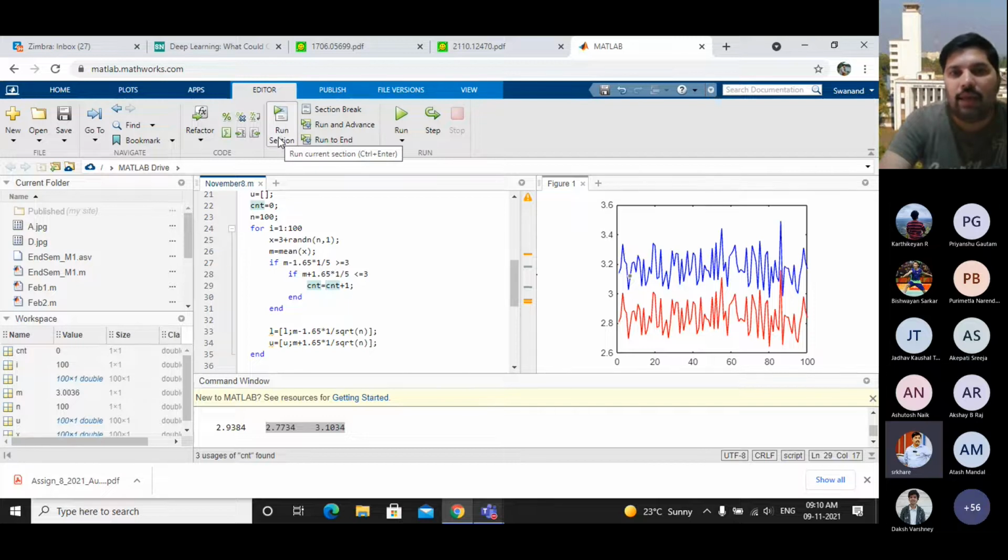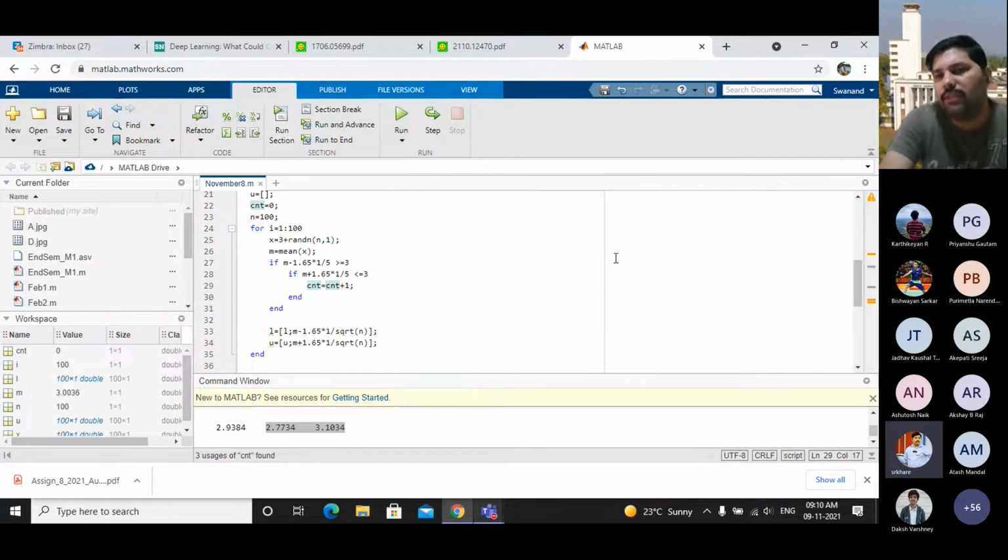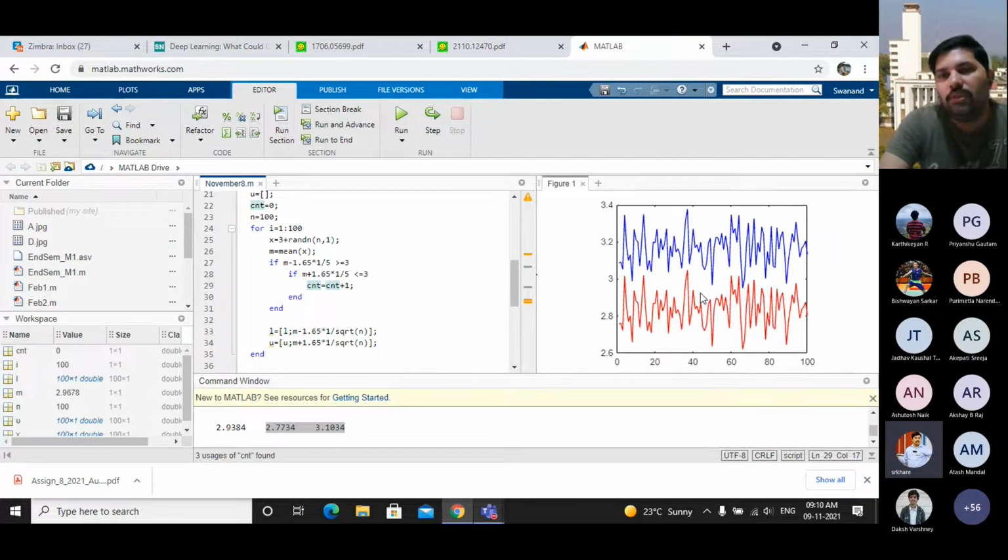Okay, so if you draw once again, because this is probabilistic, I will draw another 100 samples. I do not expect to see the same curves again. Now you see the curves are different, right? And see here, at this particular instance, sample number 4, the lower bound is 3.01. That means that the mean is outside the interval, right?